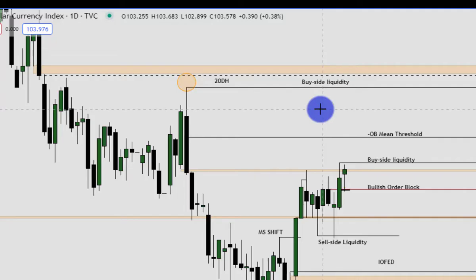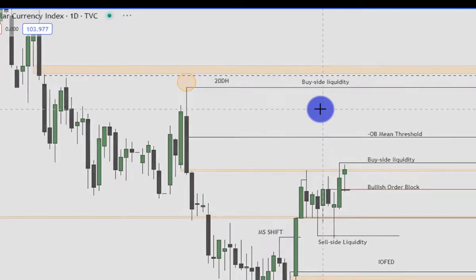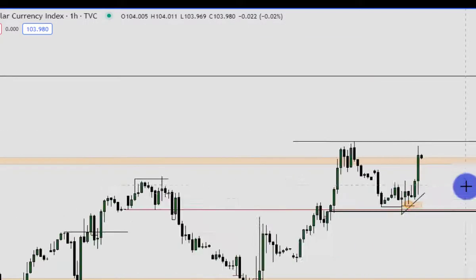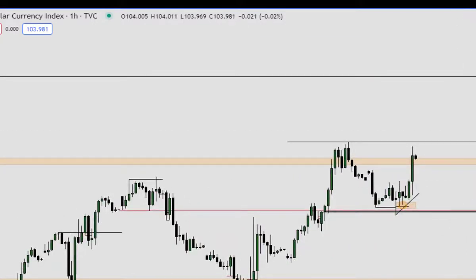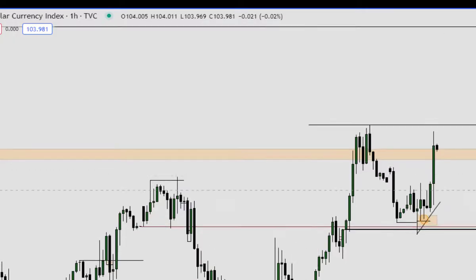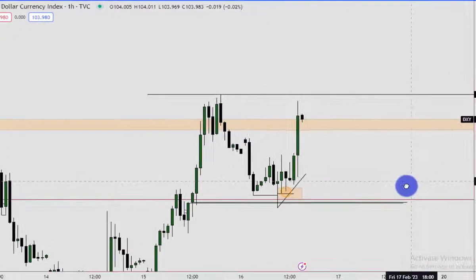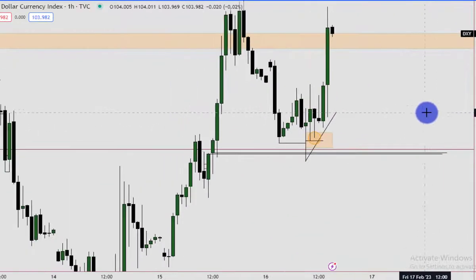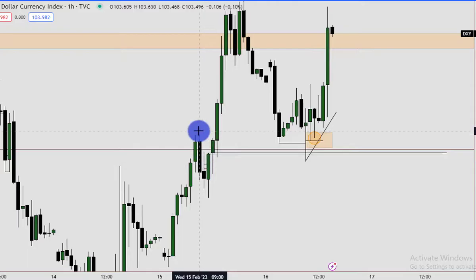So let's quickly go to the 1 hour time frame as I show you what I saw. This is literally how I do my top-down analysis: weekly, daily, and 1 hour time frame, and I look for entries on the 15 or 5 minute time frame because I am a day trader.